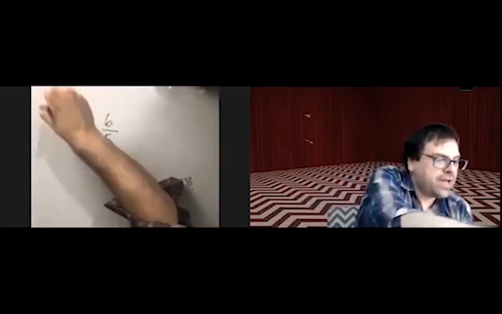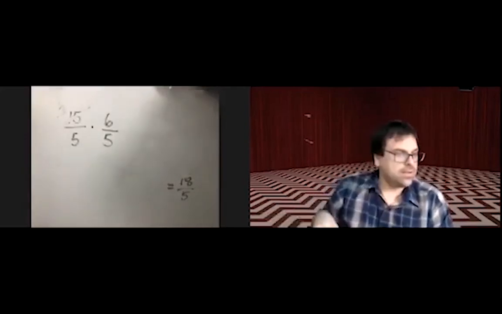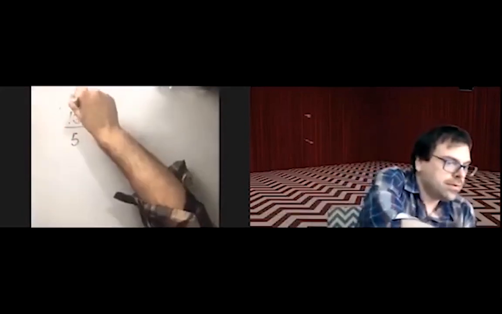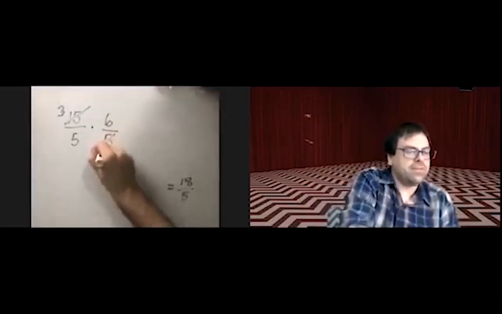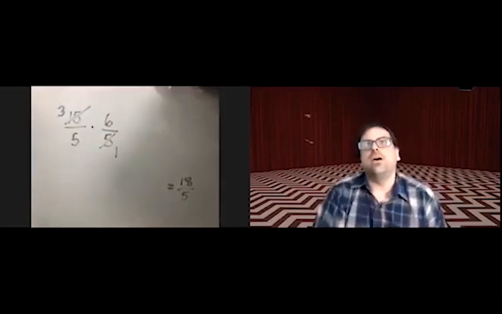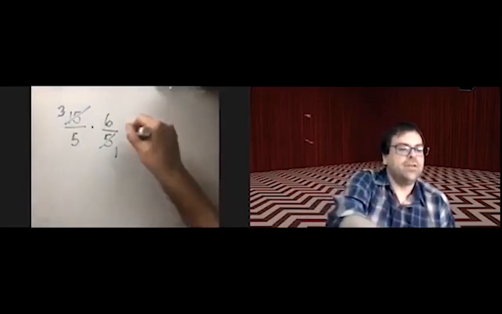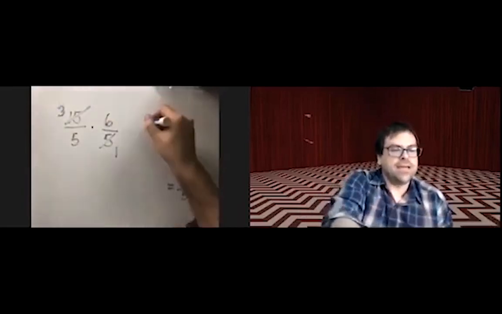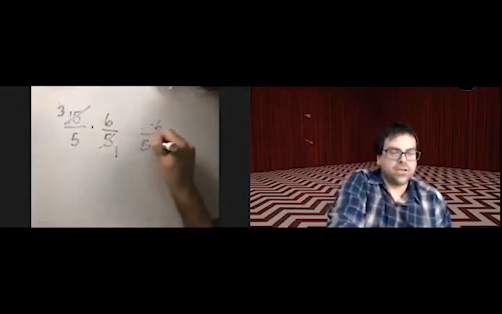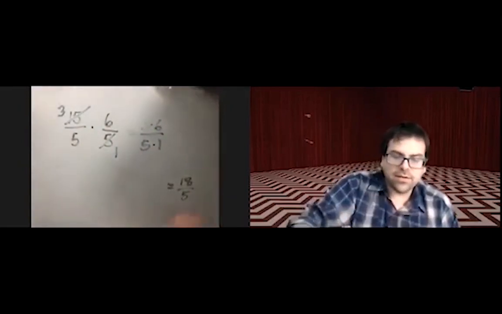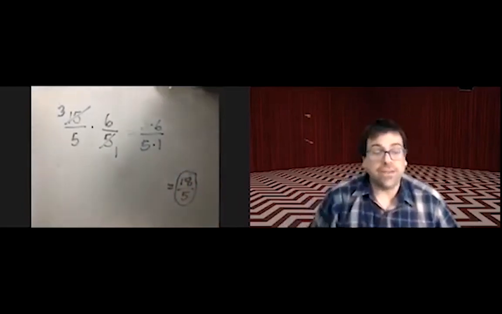15 divided by 5 is 3. 5 divided by 5 is 1. Don't do both, though. One or the other. One of those 5s has to stay a 5 because 3 times 6 over 5 times 1, or 1 times 5, depending, is what gets us to our 18/5.